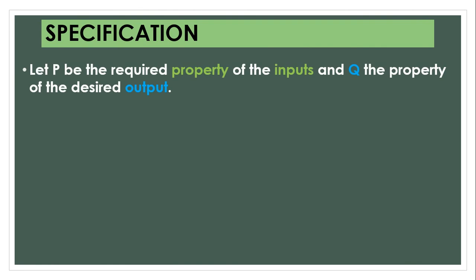Let P be the required property of the input and Q be the property of the desired output. So it's an example here, an example for the specification. We can take the property of the input as P, and the property of the desired output is Q here. Then the algorithm S is specified as follows.